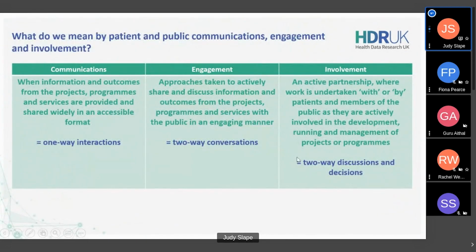I'll start by giving a quick insight into what exactly we mean by patient and public involvement and engagement. For this, I've also included communications. We use all of these different methods in our work. Communication is when we provide information and outcomes from projects, programs, and services to the public. For example, we regularly share updates and information on our website and social media for patients and the public. But this is a one-way interaction, where we're just explaining something that we've done or that we're doing.